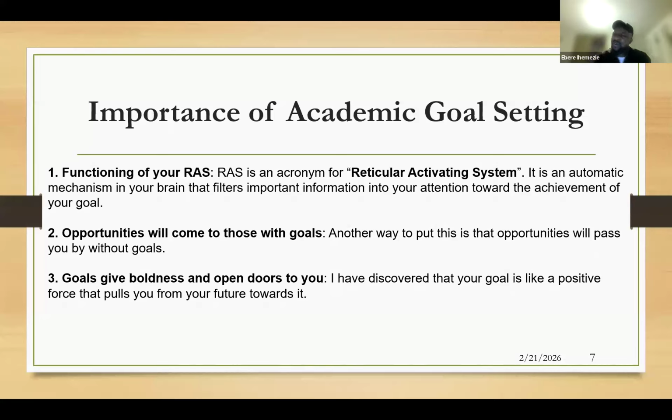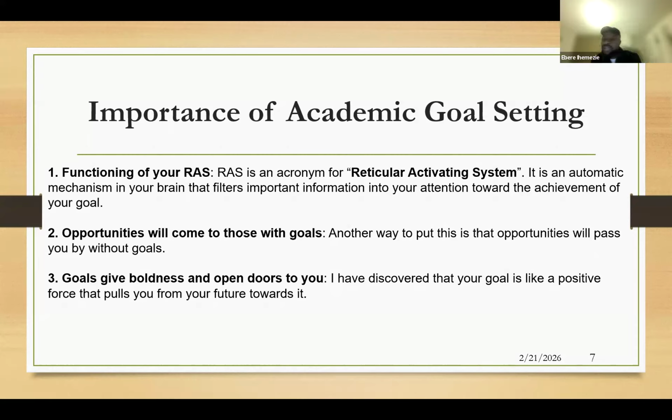Your reticular activation system can only work because of things that you have programmed at the beginning. If you just go into the semester without any goal, it's like going to a place and you don't know where, you wouldn't know how to get there. So setting goals will help you to identify resources that you will need to achieve them, because without it, your subconscious mind won't be able to pick up those signals that will help you to achieve those things. And then lastly, setting goals gives you boldness and opens doors to you.